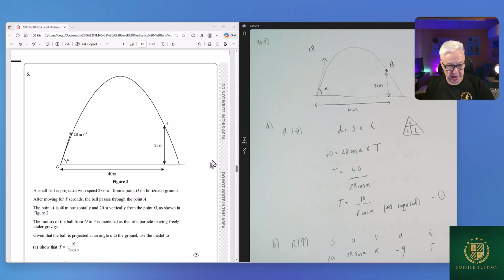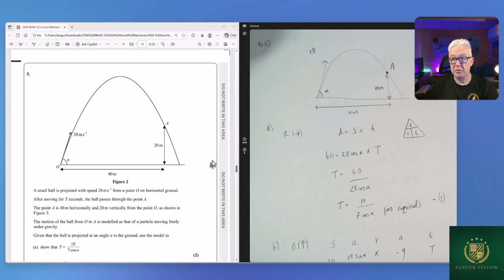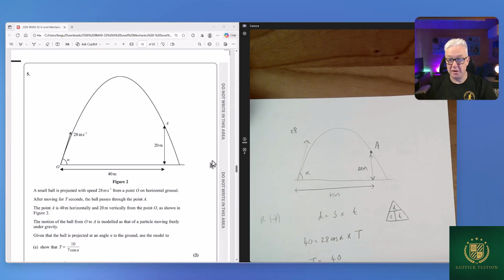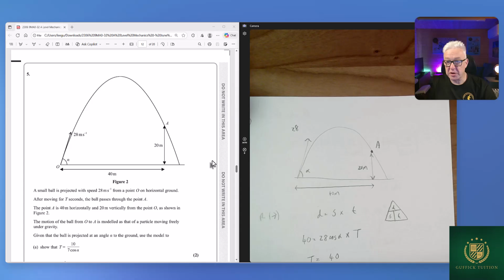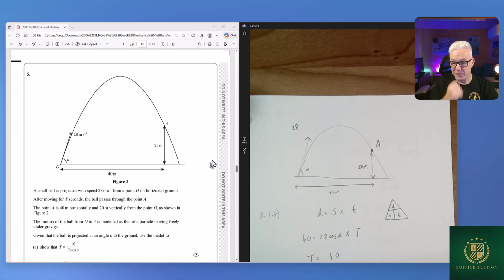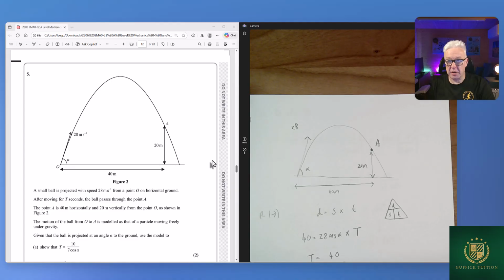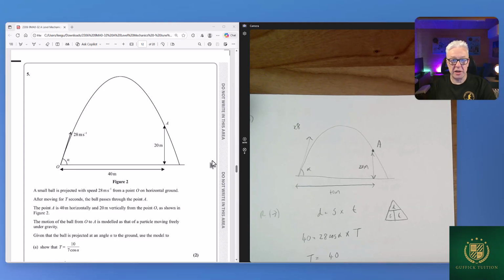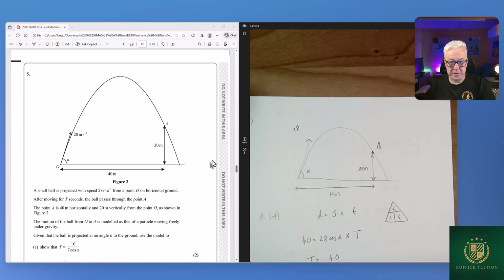Now the first thing I would say about projectile questions is really there's only two tools available to you. You can pretty much just resolve vertically and resolve horizontally. If you're stuck with knowing what to do on a projectile question, it's going to involve resolving vertically and resolving horizontally. So let's just start off by resolving horizontally and let's see what happens.